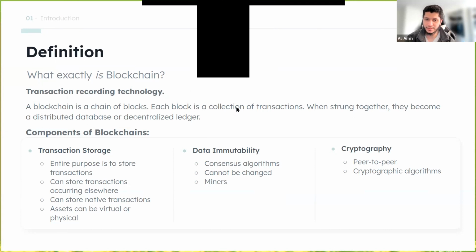So it's a database where each entry is: this person sent this much of this token to another person. It's a database which just has entries like that. And then it's limited to a certain amount of entries before it becomes a block, and then the blocks are put together historically.